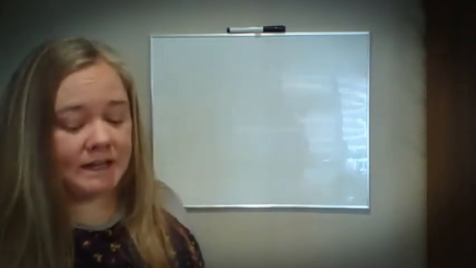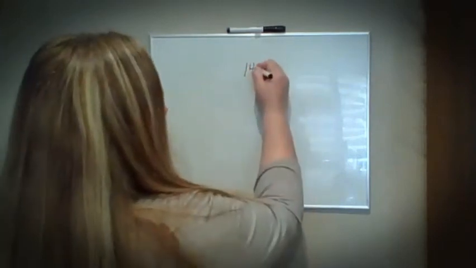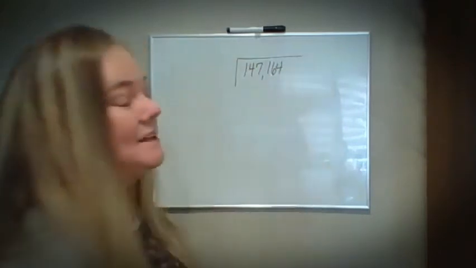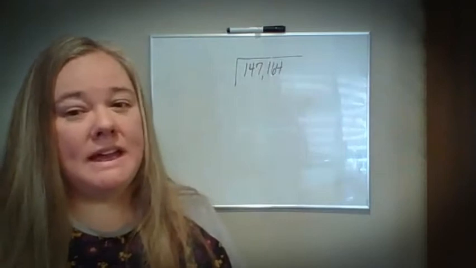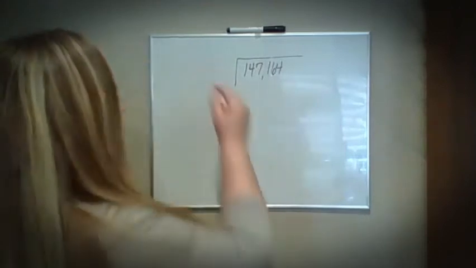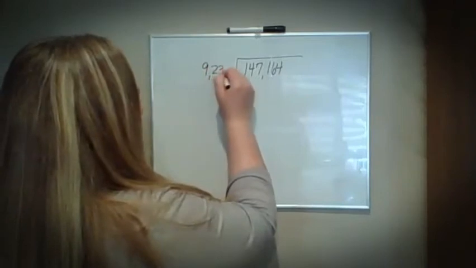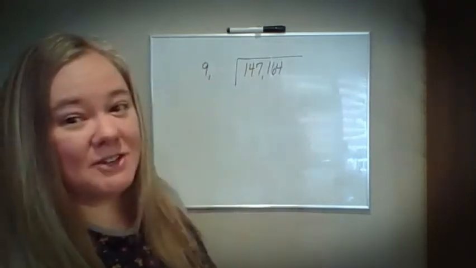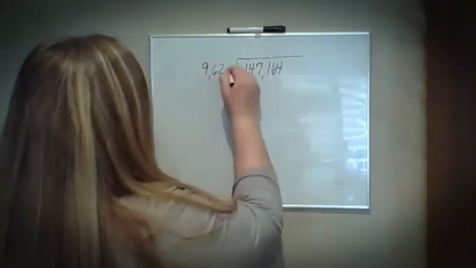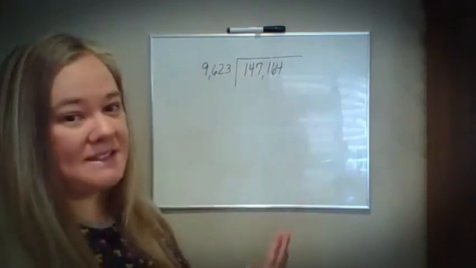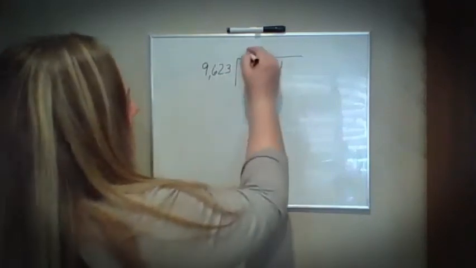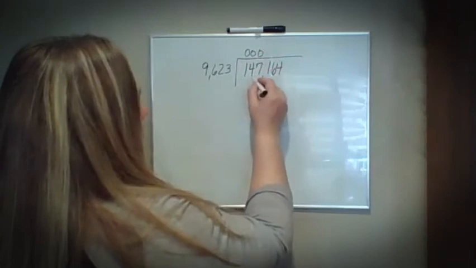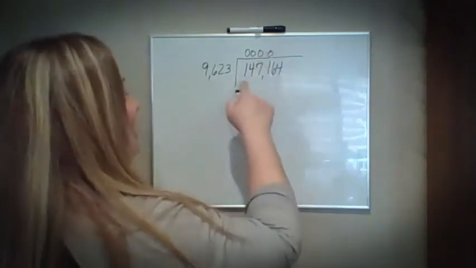So my whole for Montana is 147,164. And I'm going to separate that into the state of Vermont. The state of Vermont is 9,623 square miles. So I'm going to separate it by 9,000. Let me check if it's 600. Yep, 623. Again, I'm taking this step by step. This goes into 1 0 times, 14 0 times, 147 0 times, 1,471 0 times.